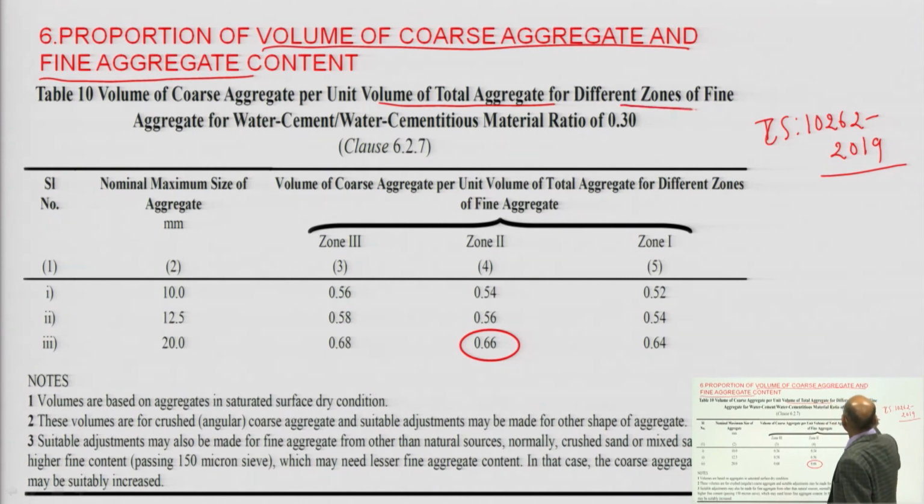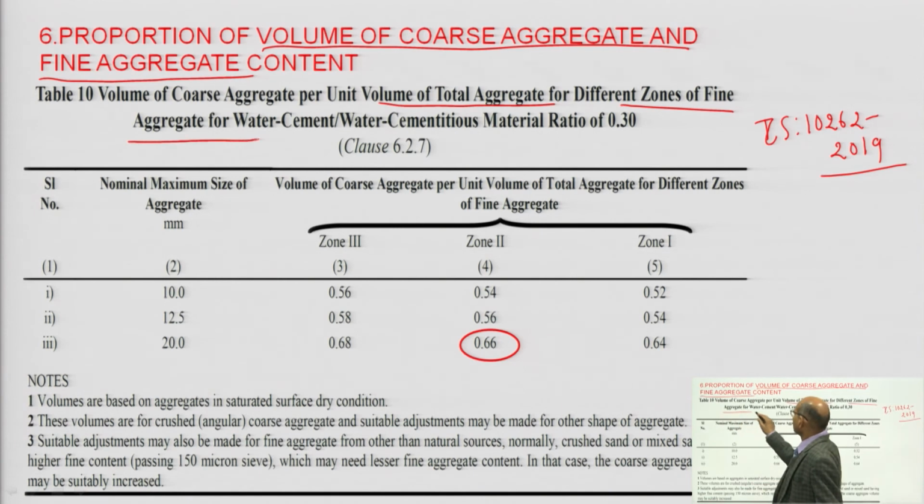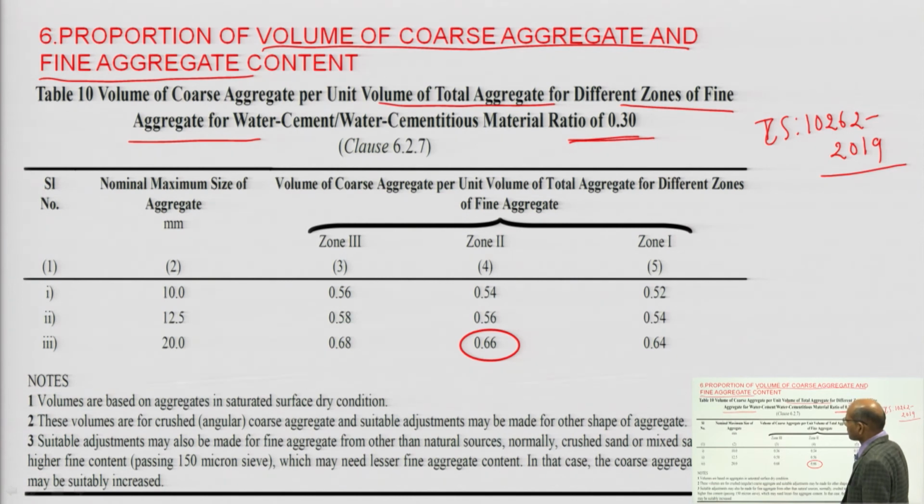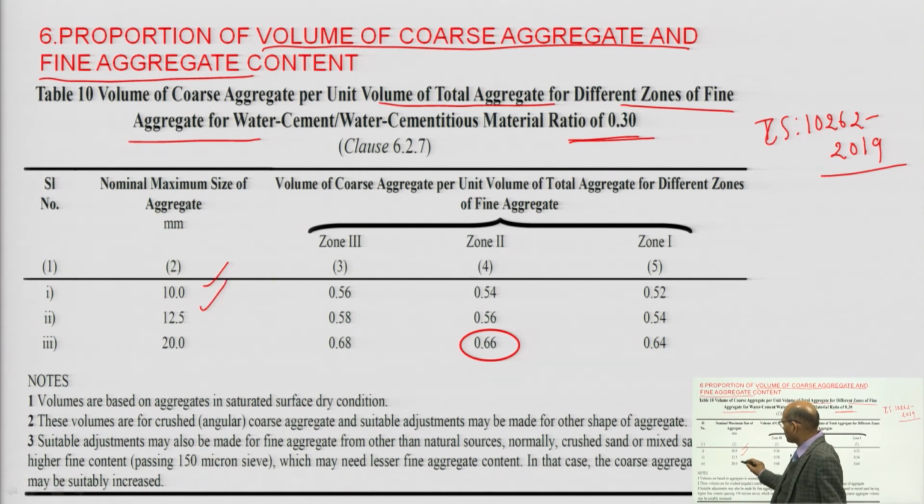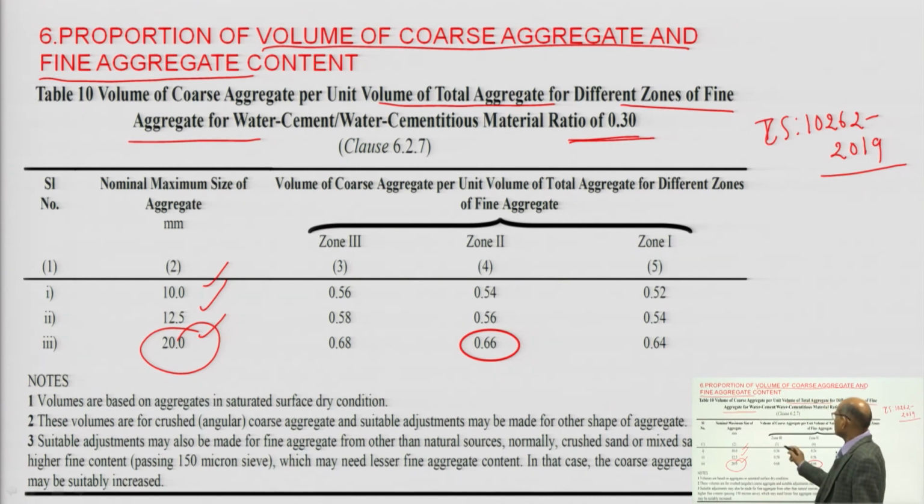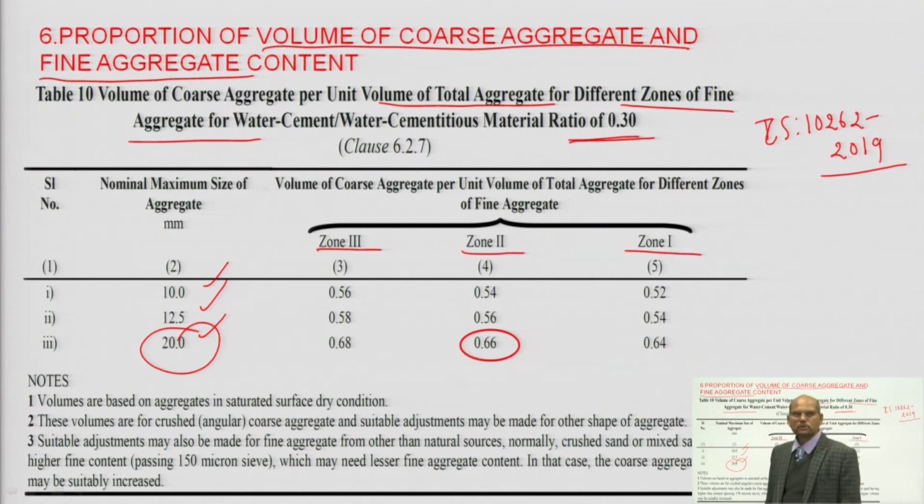It is given for different zones of fine aggregate, for a water cementitious material ratio of 0.3. So, the maximum nominal size of aggregate is 10 mm, 12.5 mm, 20 mm. Our case is a maximum size of 20 mm. It depends on the zone of the sand: zone 3, zone 2 and zone 1. Our case is zone 2. Zone 2 is coarser than zone 3. So, this value is 0.66. So, 0.66 is the value you have to take.